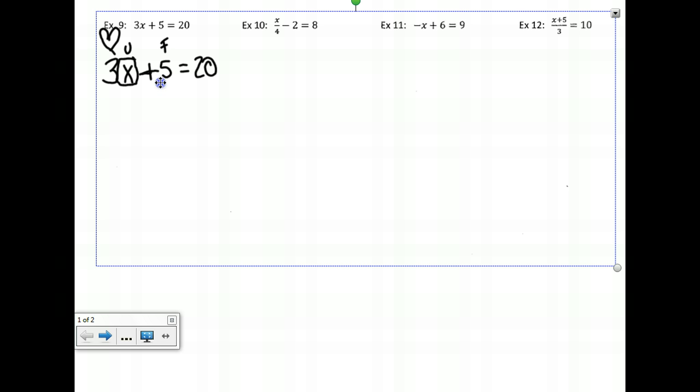Our friend here is positive 5. So to get rid of our friend, the inverse of addition is subtraction. What we do to one side, we have to do to the other. We end up with 20 minus 5, which is 15. And these cancel. Your lover and you come on down. And now it's just you and your lover.